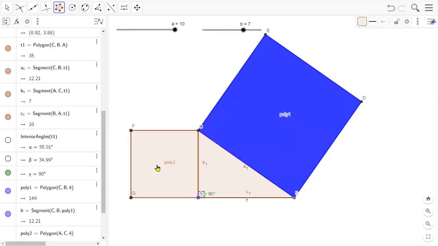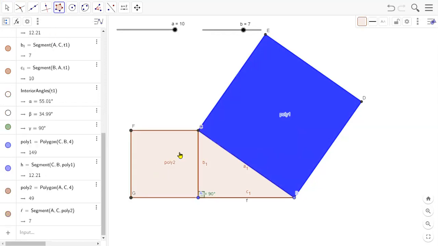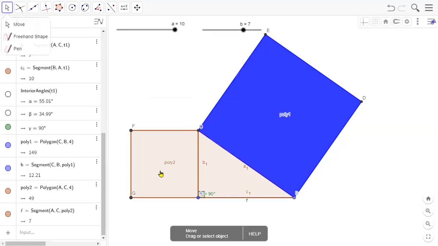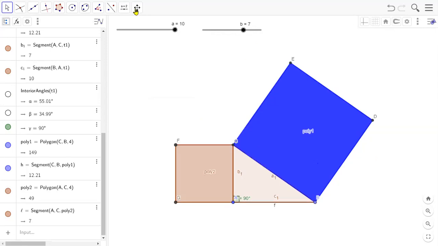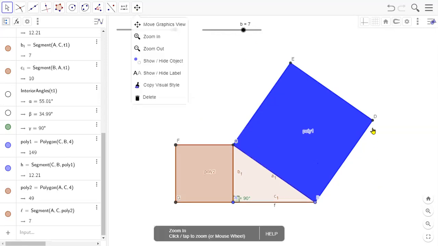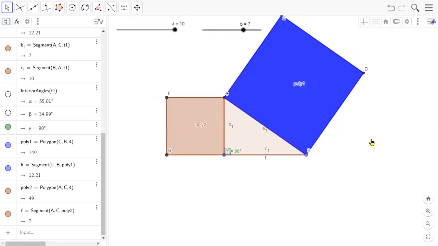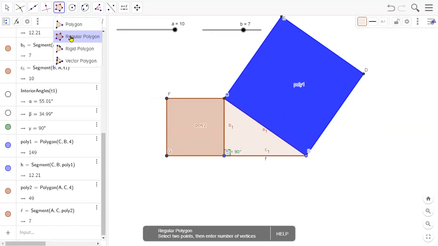Here this poly 2 is the square which is formed by taking this perpendicular side. We can use a different color for it also. Let me change it to red color. And similarly, doing the same thing for the base side also. Let's construct a square using the base side of this triangle. Let me create the regular polygon, the square.